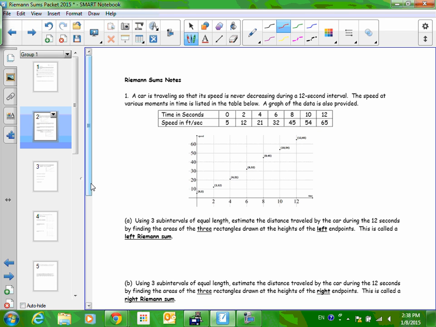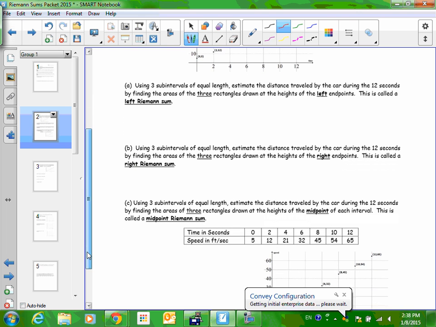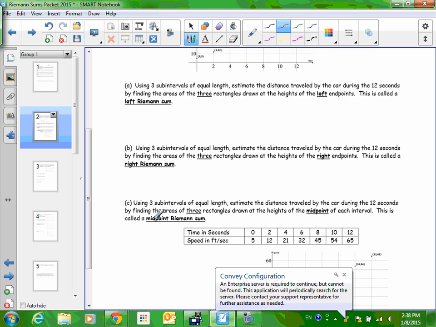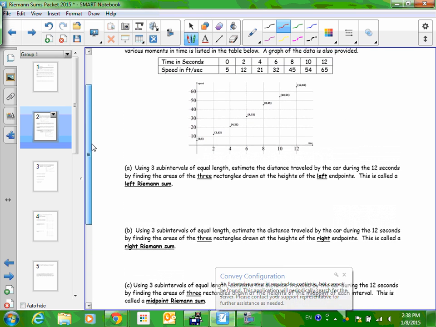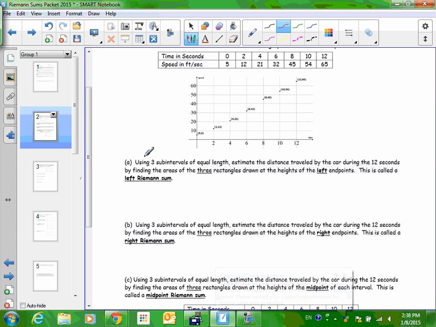So we're going to do different kinds of Riemann sums. We're going to do a left Riemann sum, a right Riemann sum, and a midpoint Riemann sum. And then there's a fourth kind that we'll do on the next page. So a left Riemann sum means, first of all, let me back up. 3 subintervals of equal length. Now, if I'm talking about a total span of 12 seconds, what is each subinterval if there's supposed to be 3 of them? 4 seconds each. So I want you to mark off 3 different subintervals.